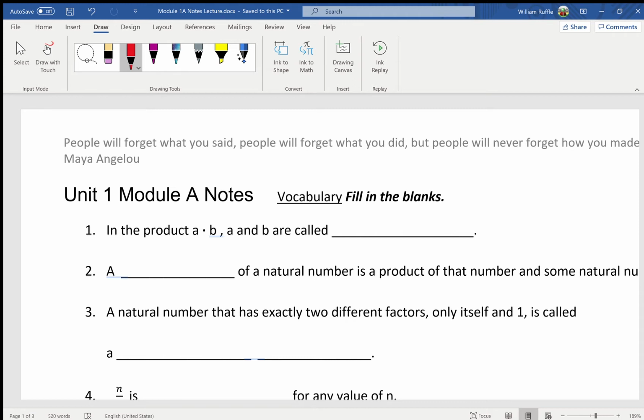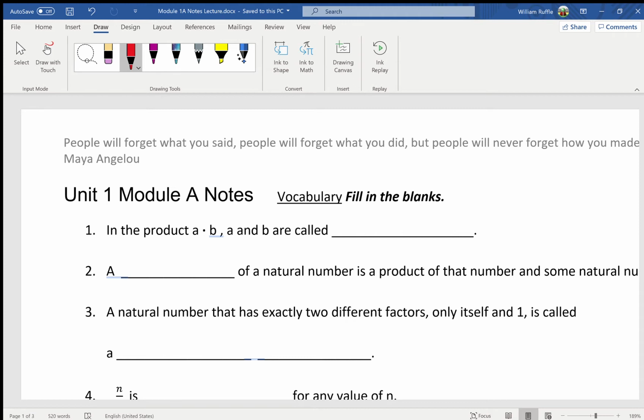Most of the notes always start off with some vocabulary questions, fill in the blank type things, and then they go through some examples and work their way through things. You'll figure it out pretty quickly. But I do think these notes are set up very nicely. So we'll just do a couple vocabulary things to start off.